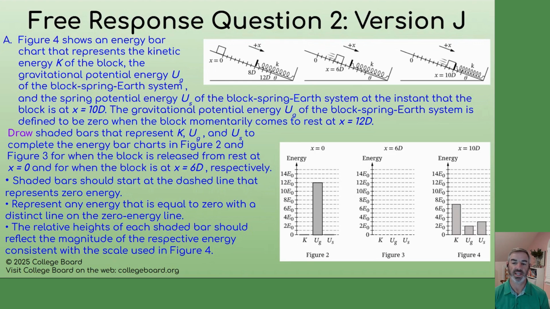Now, when we go to 6d, the spring still is not compressed, so we're going to draw a line on US, so it's still 0. But now it's gone halfway down the ramp, because 12d, it told us, is a height of 0. So at 6d, it's halfway down the ramp, which means it's lost half of its gravitational energy. So it's going to have a total gravitational energy of 6 E naught. Then when we have a total of 12, that means kinetic energy has to be 6 as well. So here are our energy bar charts for part A, showing the block as it slides down at positions x equals 0 and x equals 6d.